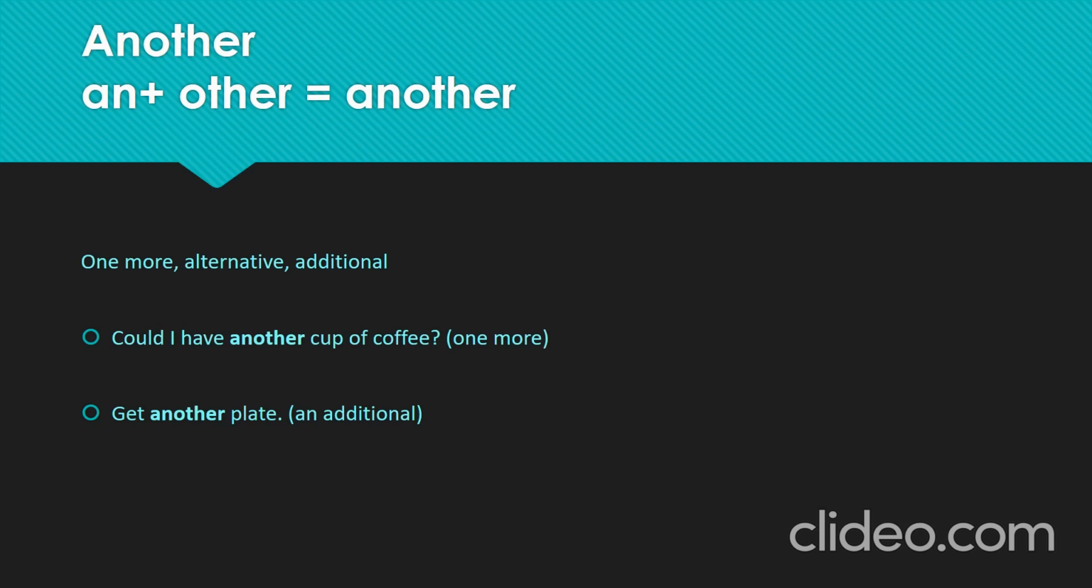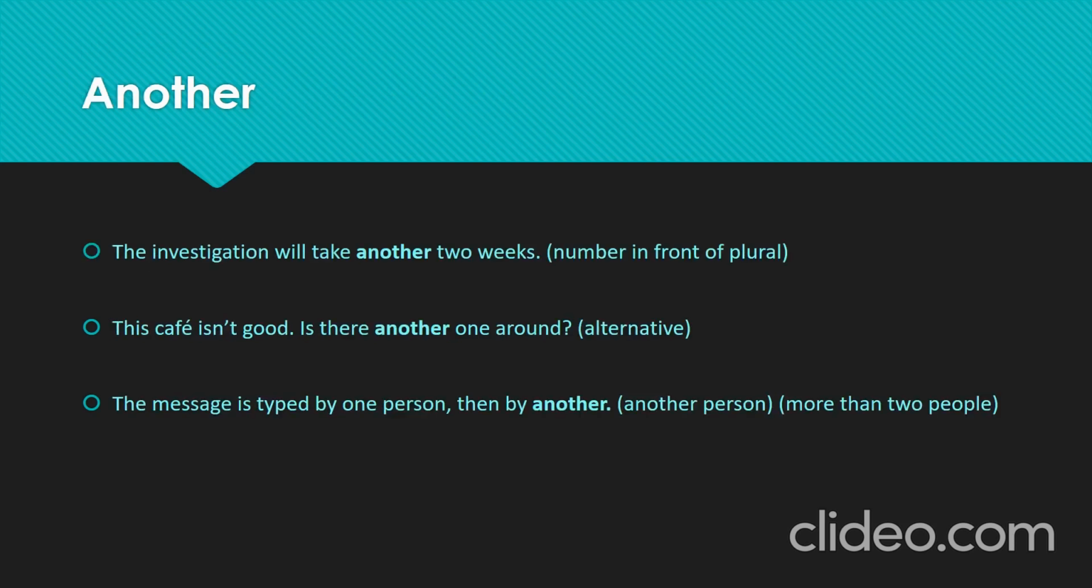Keep in mind, another should be used only for one more, an alternative, or an addition. The investigation will take another 2 weeks. So be very conscious when you are using the plural form: you have to have a number in front of the plural noun. The investigation will take another weeks. That is incorrect. The investigation will take another 2 weeks is right.